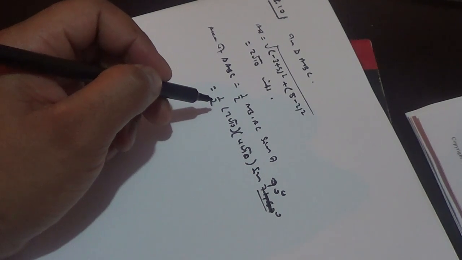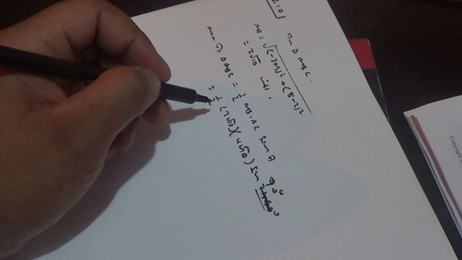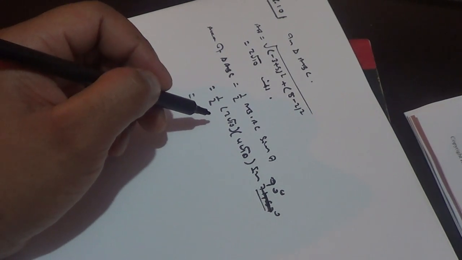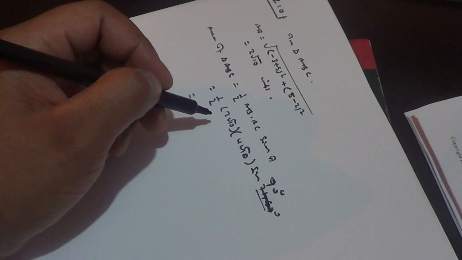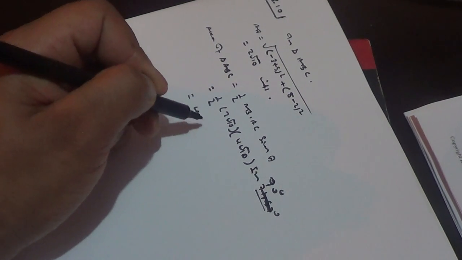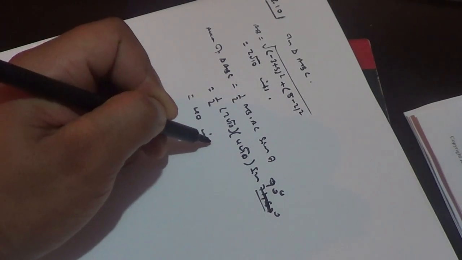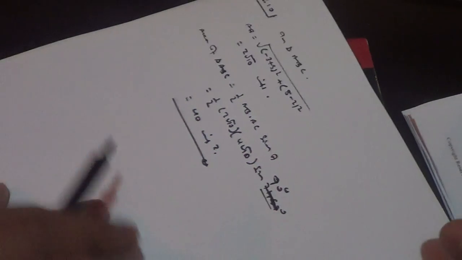So that's 0.5 into 2 root 10, times the other length. Sine of 90 is 1, right? So you're not going to bother there. This is 40 units squared. So that means we have to rectify our issue up there.